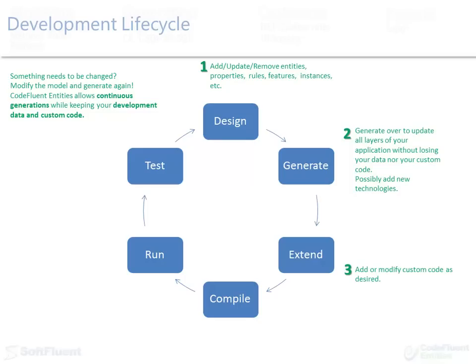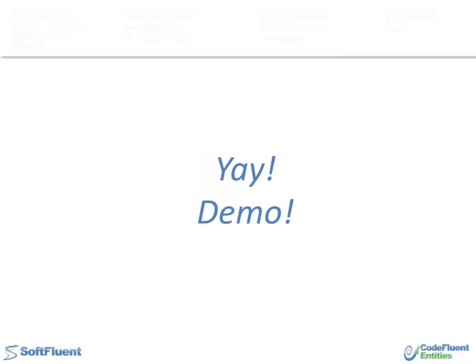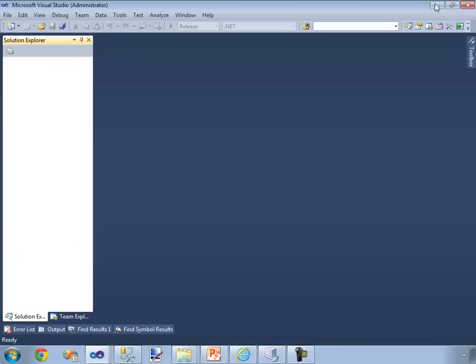Either modify custom code if needed and as desired, compile over, test over again, and so on. If ever you realize you need an extra entity, update the model and start a new cycle over again. Okay, that's basically it for the slides. Now that you're aware of how it globally works, let's see how it goes in action, and let's start with the demo. Leave PowerPoint and switch to Visual Studio.